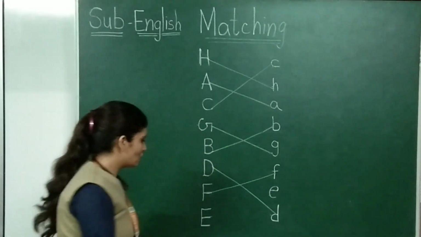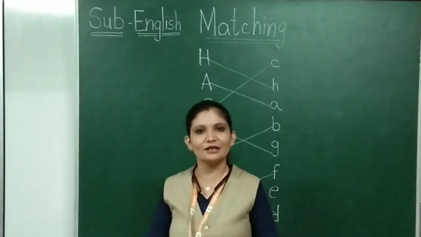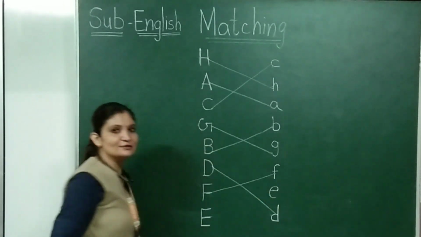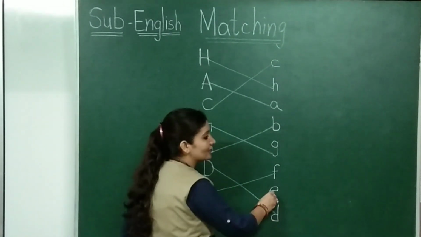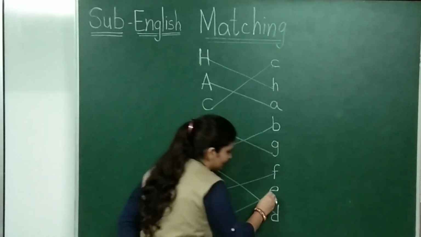Okay? Now, which letter is this? Yes, E. E for elephant. Now where is small e? Only this letter is remaining. So this is small e. So now what we have to do? Yes, we have to make one line.